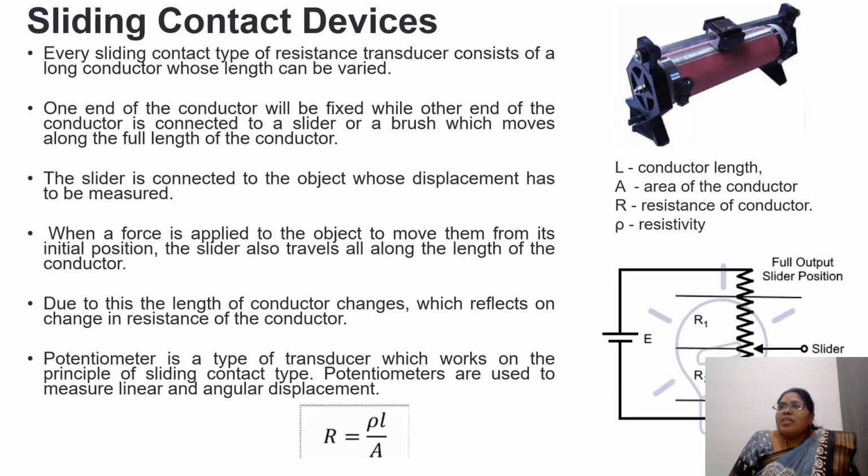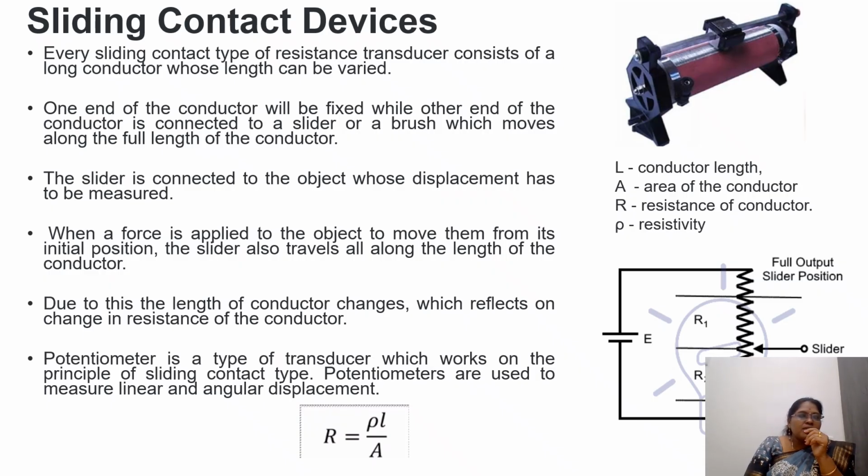So next comes the potentiometer type. Before that, we should know what are sliding contact devices. Sliding contact devices are nothing but resistor transducers. So here we have seen a resistor, right? One resistor. But here, a wire is wound over a series of resistance. Okay. So we have a slider on the top. One end is fixed, another end is mobile.